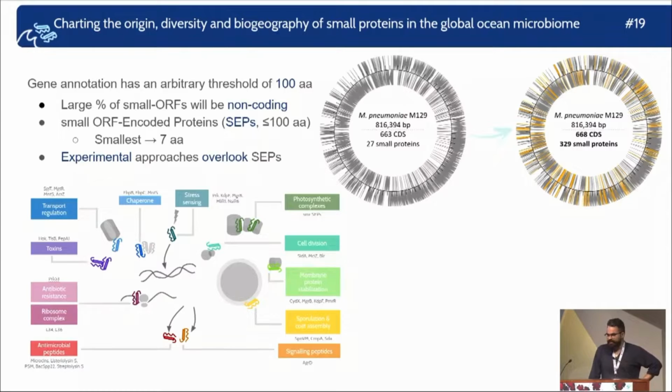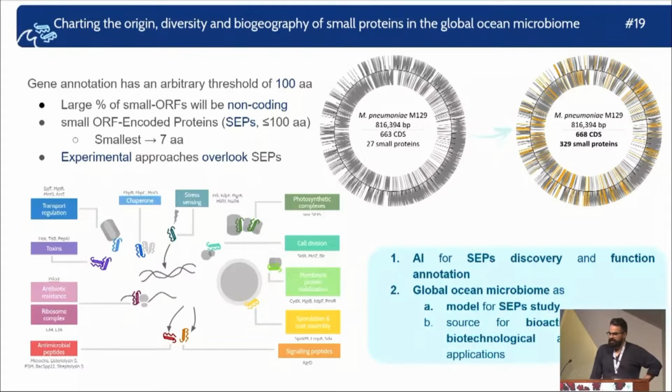During my thesis, I already worked with a model organism, one of the smallest free-living bacteria, and you can see that the number of small proteins that could be detected by different approaches was dramatically increased. But still, this is a challenge to annotate at large scale. So that's why with the HFSP, I'm trying to first develop an artificial intelligence approach to identify SEPs and improve annotations of different genomes, and I'm using as model of study the global ocean microbiome.